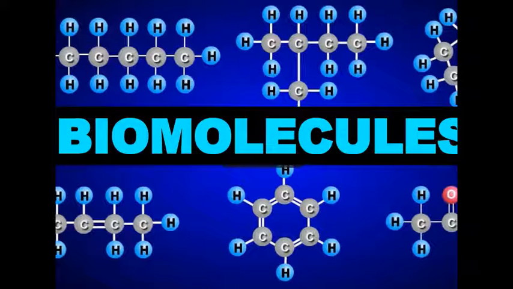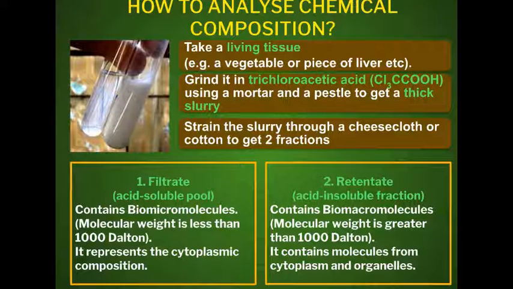Hello students, let us start with the next chapter of 11th standard, that is the 9th chapter, Biomolecules. So first we need to understand what are biomolecules. Biomolecules are basically substances which are found in our body. Now these biomolecules can be organic or inorganic depending on the chemical composition.